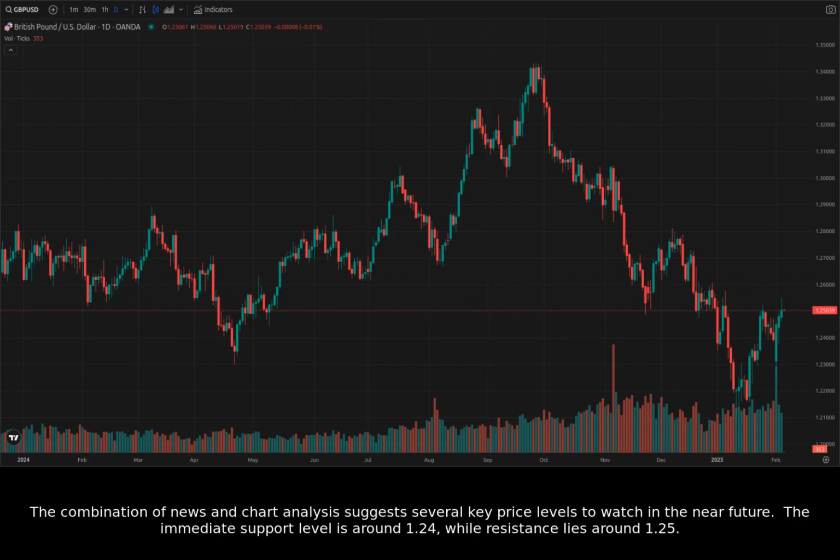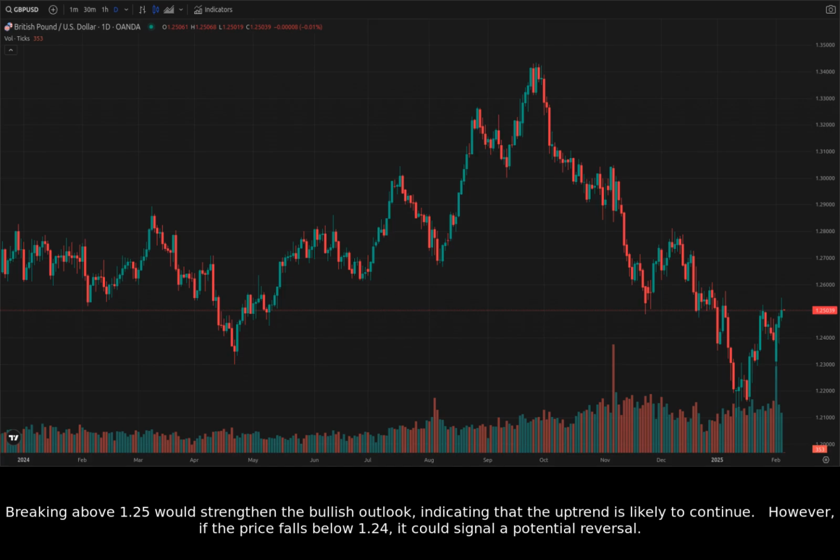The immediate support level is around 1.24, while resistance lies around 1.25. Breaking above 1.25 would strengthen the bullish outlook, indicating that the uptrend is likely to continue. However, if the price falls below 1.24, it could signal a potential reversal.